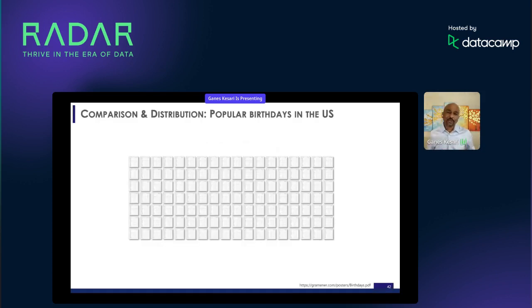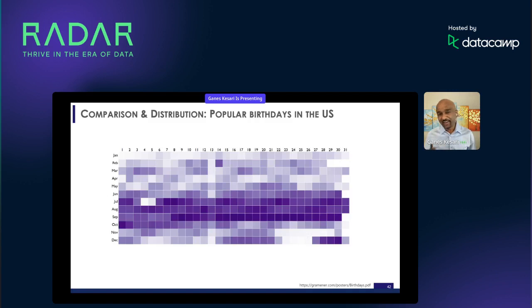So here's a quick example for comparison and distribution. We were trying to answer the question, what were the most popular birthdays in the US with over 25 years of data? It's laid out like this. So you have the different months on the rows and days of the month on the other axis. Any cell which is shaded dark shows more births, lighter shades fewer births. What jumps out at you?